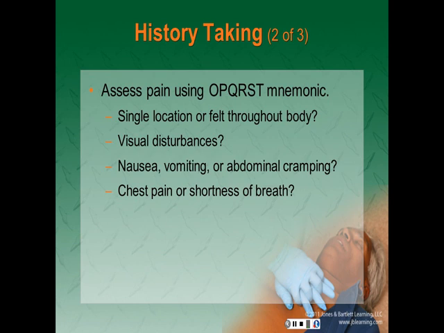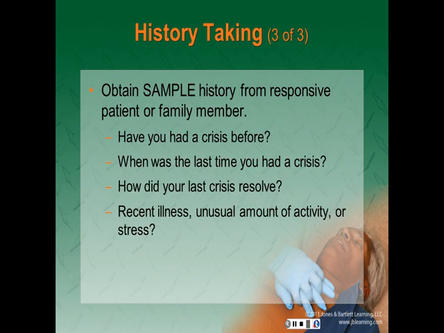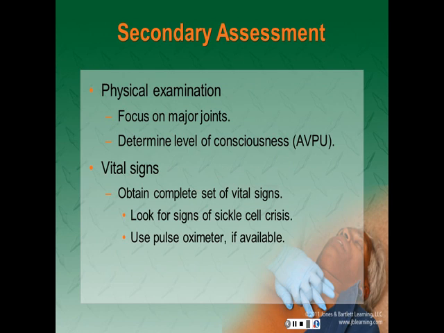Obtain the SAMPLE history from a responsive patient or family member. Have you had a crisis before? When was the last time you had a crisis? How did your last crisis resolve? Or have you had any illness, unusual amount of activity, or stress lately? Perform a secondary assessment. Focus on major joints at which cells congregate and determine level of consciousness using AVPU.